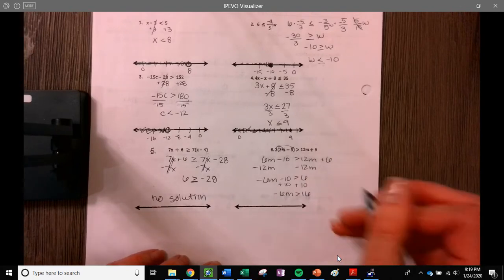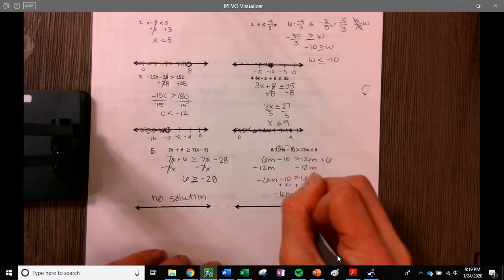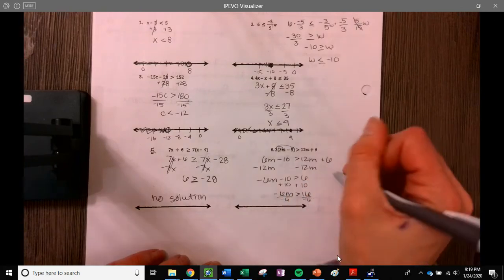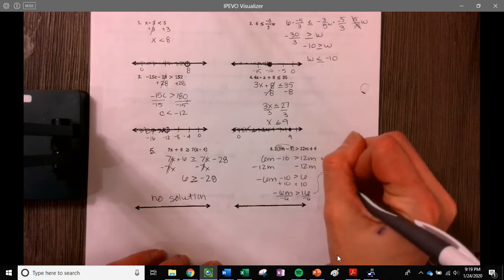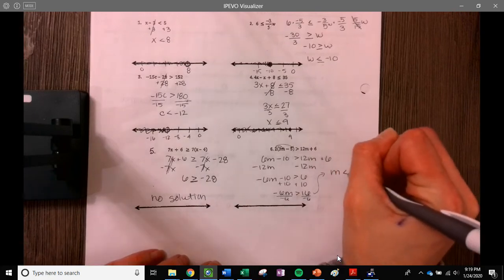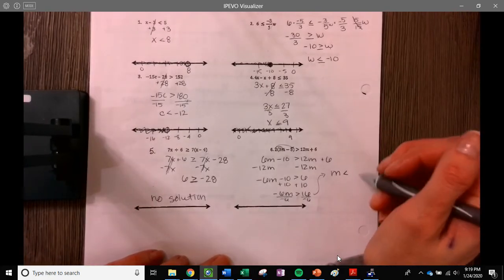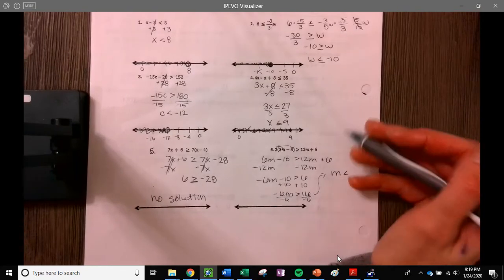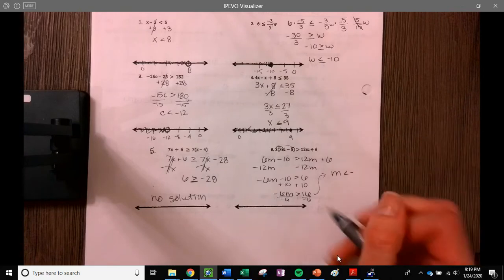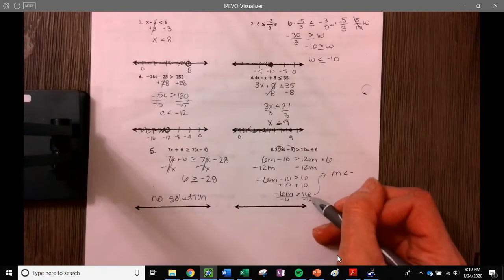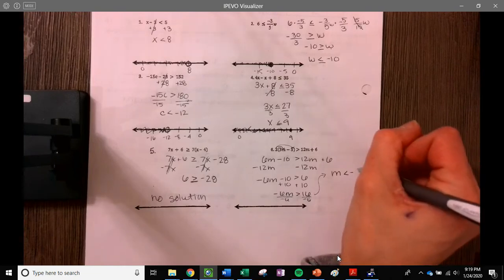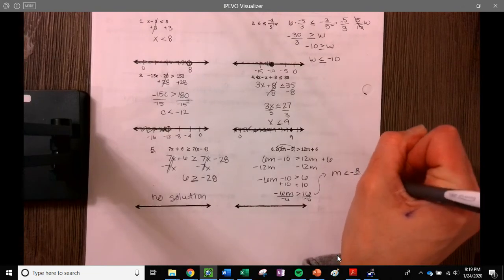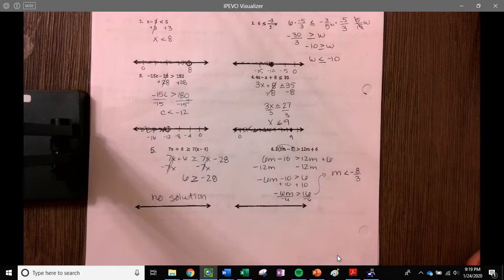Oh, I smell a fraction coming up. All right, we divide by negative 6 and divide by negative 6. And that means, I'm going to carry this up here, m, the sign flips, less than, let's see, 16 divided by negative 6. We can't do that, but we can reduce. I can put 2 into each of those. 16 divided by 2 is 8, and 6 divided by 2 is 3. So m is less than negative 8/3.